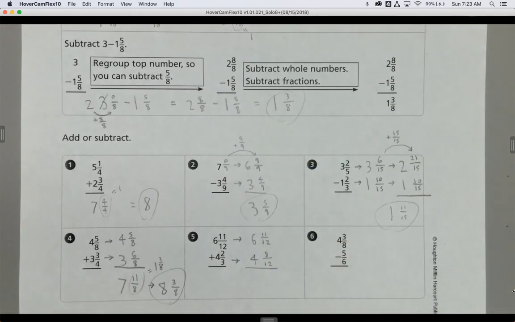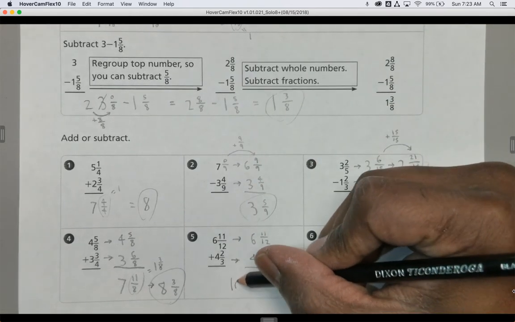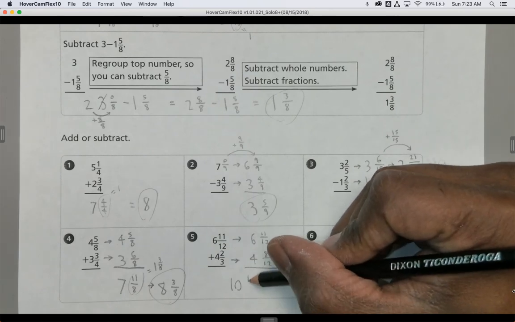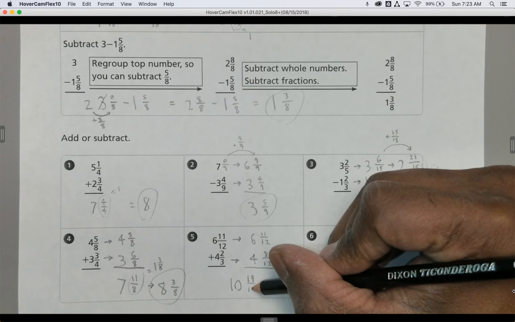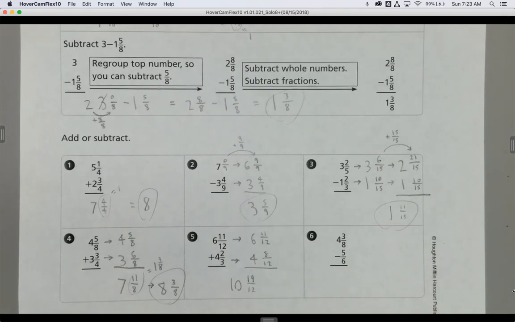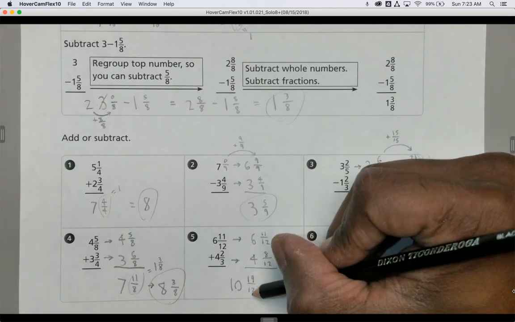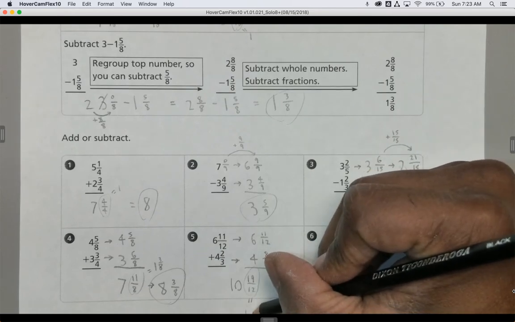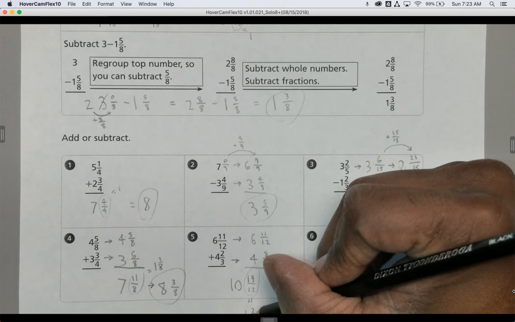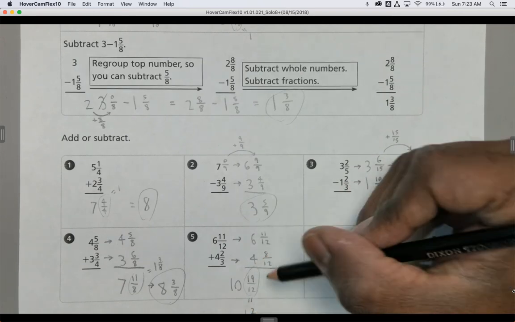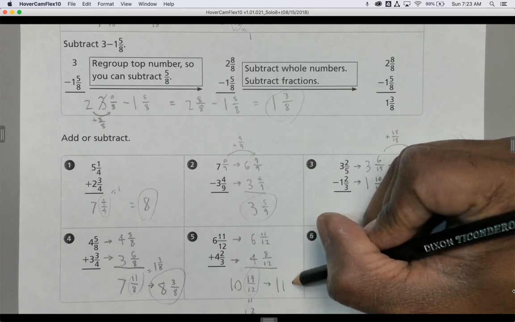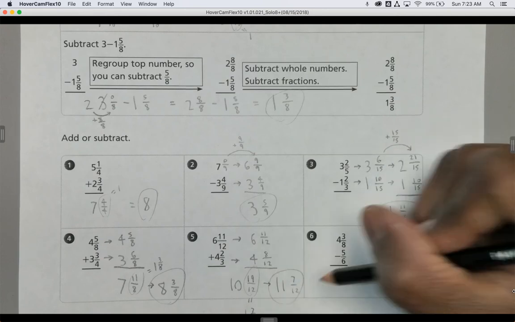Whole numbers first. 6 and 4 is 10. Fractions next. 11 plus 8 is 19. But improper. 19/12 on its own can be converted into 1 and 7/12. Combine that with whole number 10, and we get 11 and 7/12.